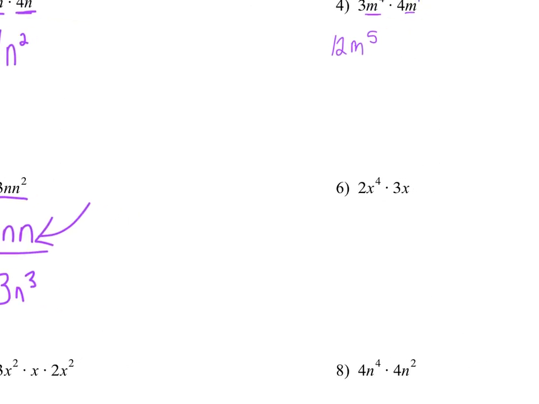Now 2x to the 4th and 3x. So I'm multiplying these 2 together. So this is 6. And then x to the 4th and just x. That's just add the exponents, so that would be 6x to the 5th. So try the rest of those and see how it goes.